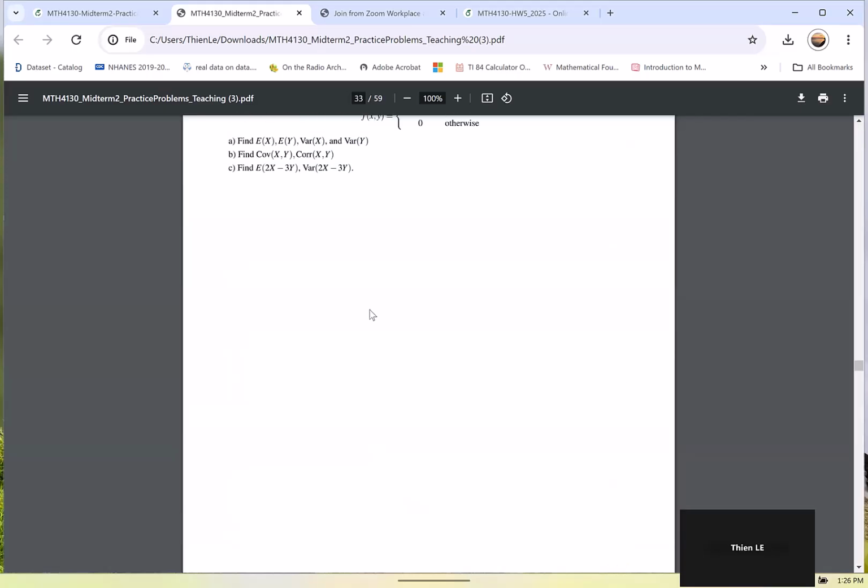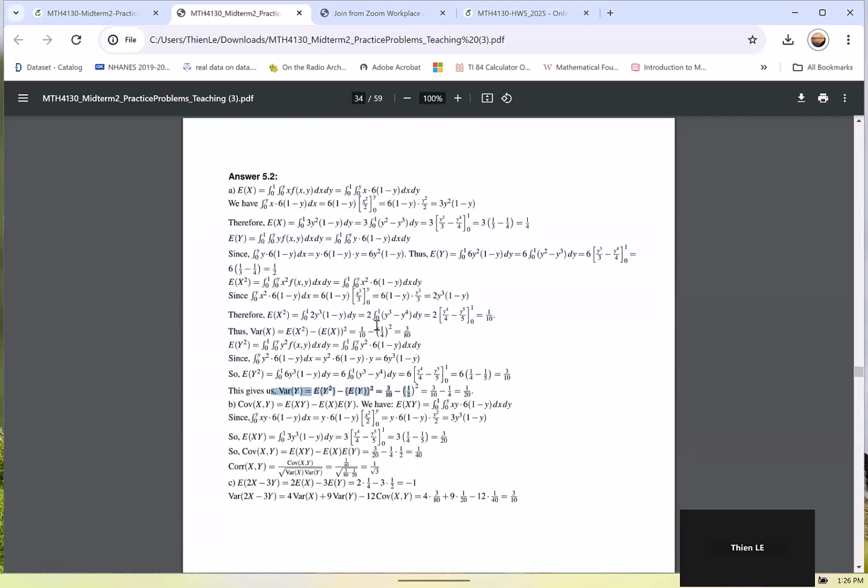For part B, which is to find the covariance and correlation, right? So covariance is the formula for the covariance. So now the remaining task is just to find E[XY] here. So just the same thing. You do the integral of xy times the PDF on the constraint domain, and it gives us 3/20.